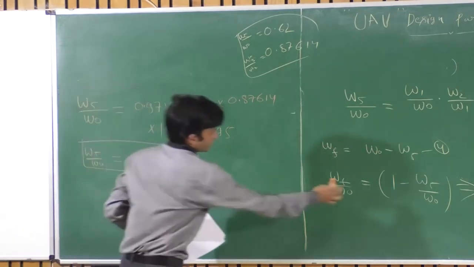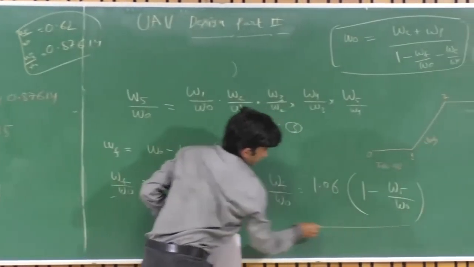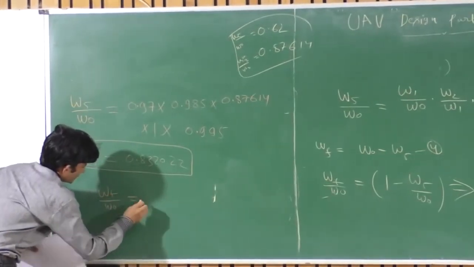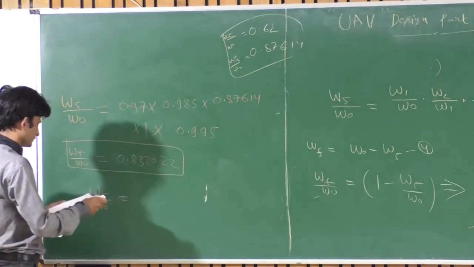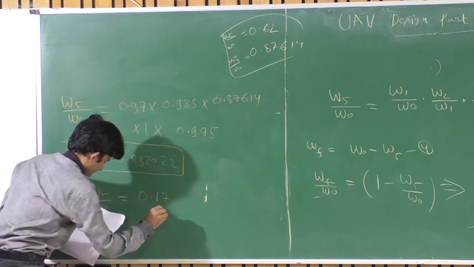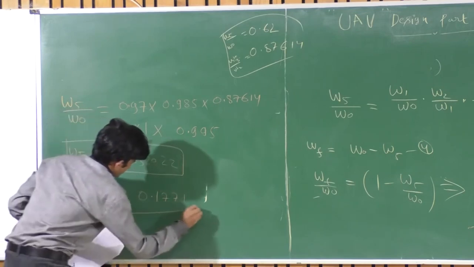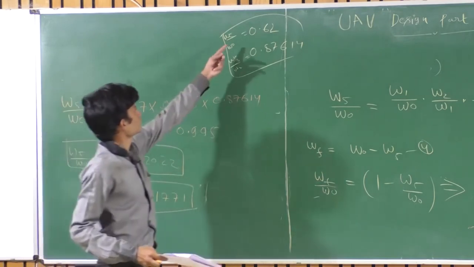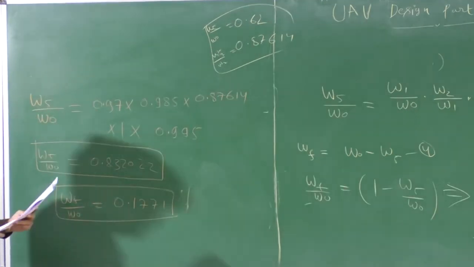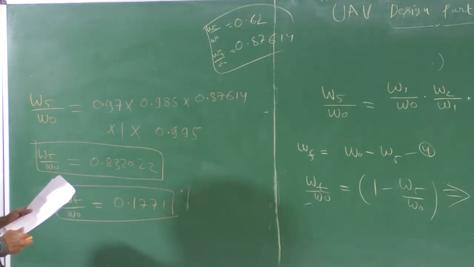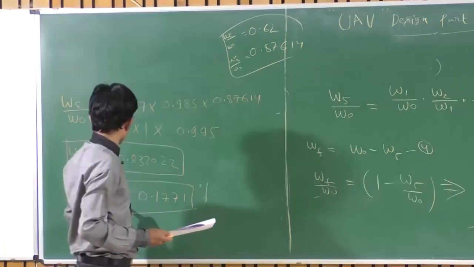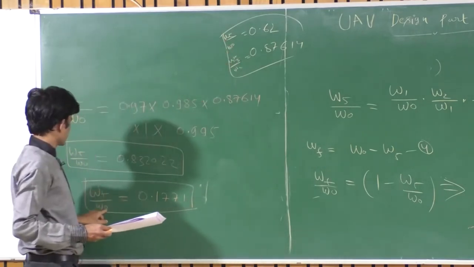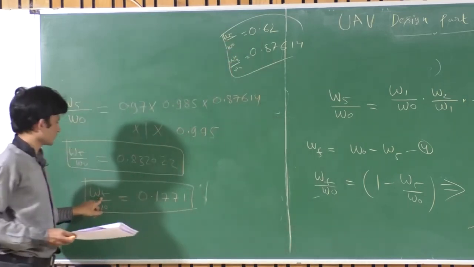If you put this W5 by W0 in the modified equation with 6% fuel reserve, you will get WF by W0, 0.177. You also get some feel for this fraction. See, WF by W0 is very less compared to these two fractions. So the fuel weight fraction is less compared to the empty weight fraction, and with respect to the total weight, the fuel weight is very less. Don't compare this ratio with this; compare this ratio with this, because this is written in W0, it is also written in W0. So empty weight is more compared to the fuel weight, okay?